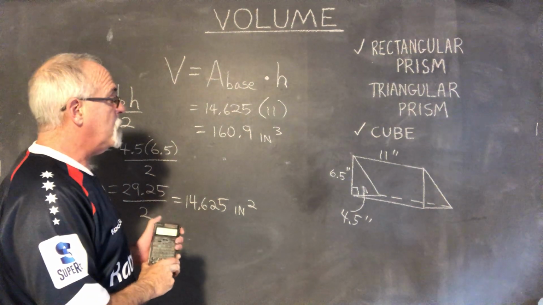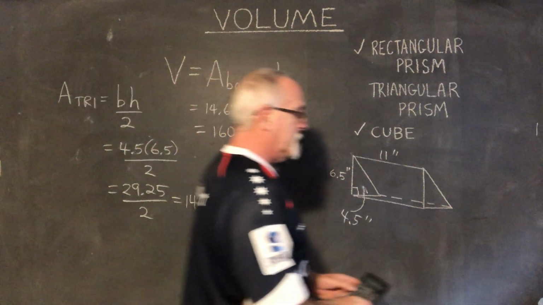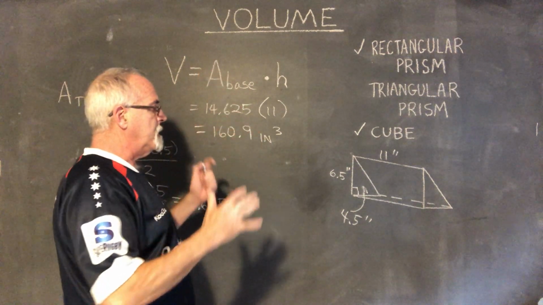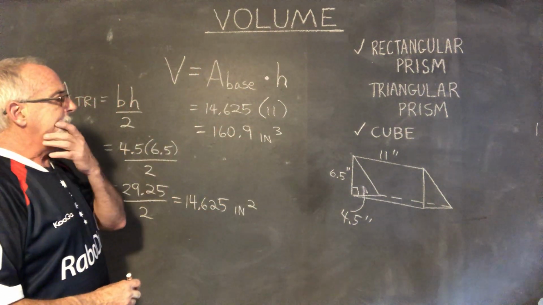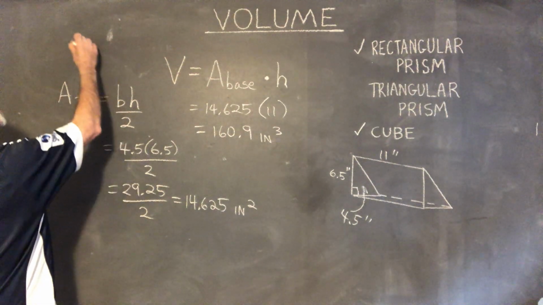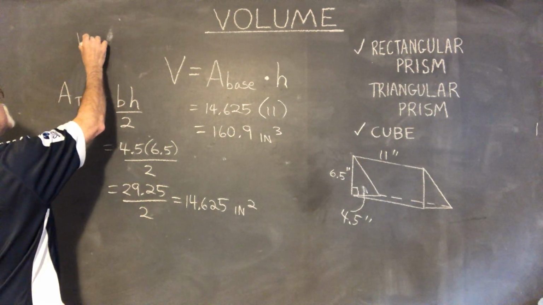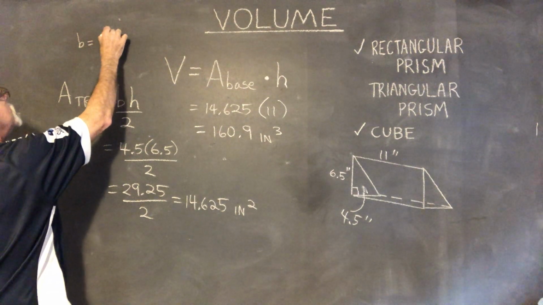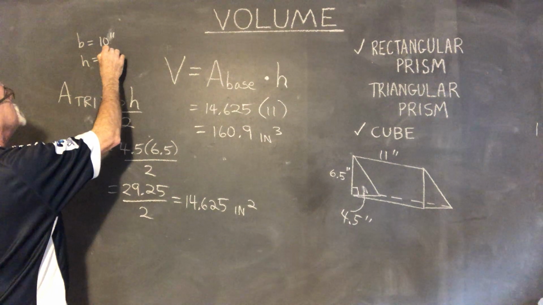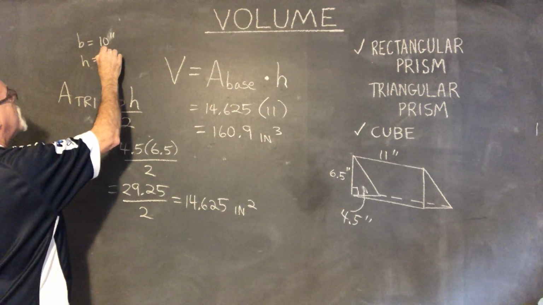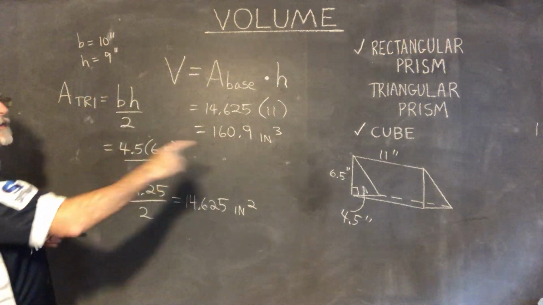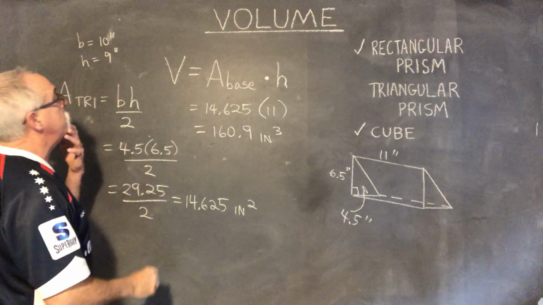1.5 minutes. I have time to do one more. I don't have time to draw it. So what I'm going to do is just talk about a triangular prism, and the base and the height of the triangle. How about a 10-inch base and a height of 9 inches, and then the length of the tube, the height of the prism.